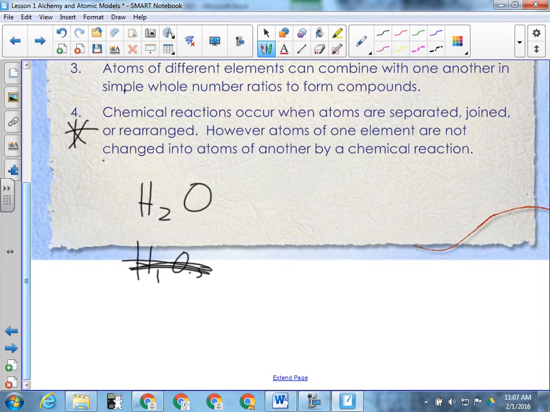This point here was the death of alchemy. He basically said, you're never going to transmute lead into gold. You just can't do it. Atoms don't work that way.